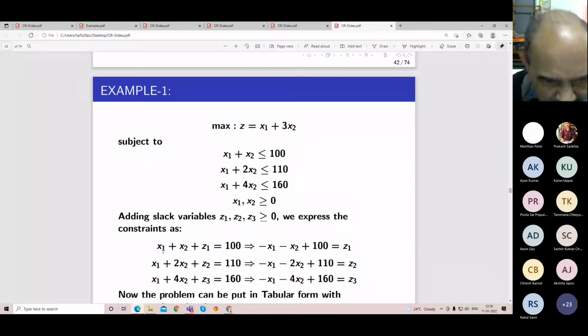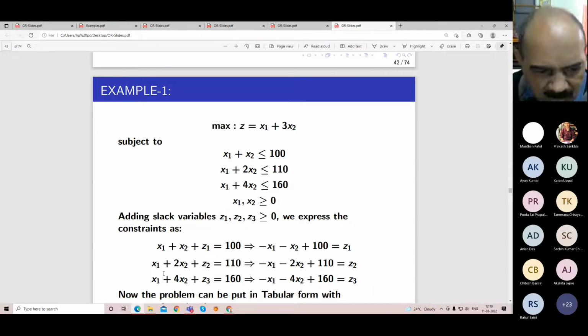So we write x1 plus x2 plus Z1 equal to 100, with Z1 non-negative. Or you can express this as minus x1 minus x2 plus 100 equal to Z1. Why express it in this manner? The reason is Z1 depends on x1 and x2. Once I set x1, x2 to 0, the Z1 value becomes 100.